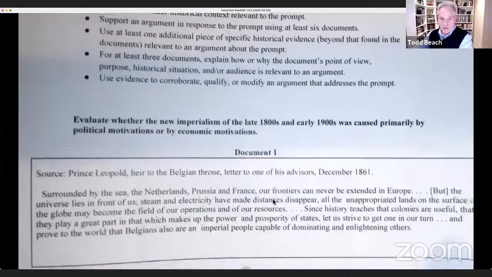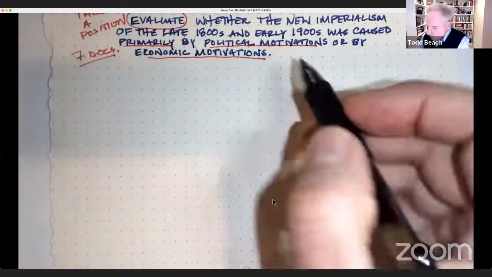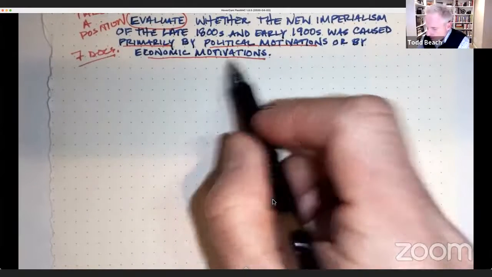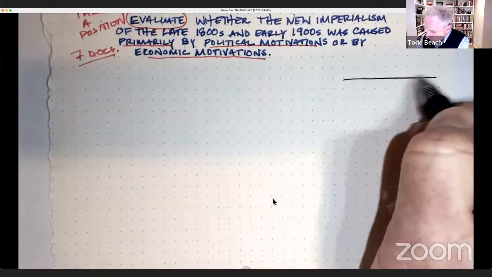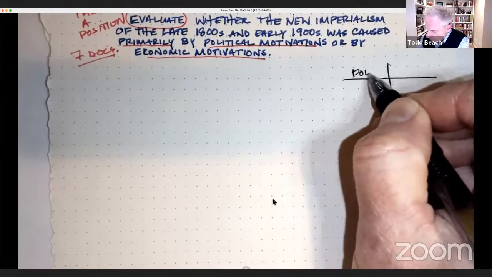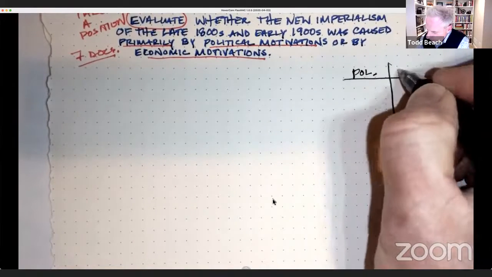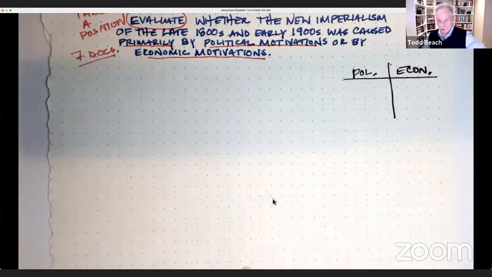So as we're reading through our documents, and there's our prompt again, one of the suggestions I have for you is to make a T-chart, okay? So we'll do that over here because we're doing either political motivations or economic motivations. And so make a T-chart over on the side of the documents, and one side will be political, and one side will be economic. And then you are going to read through your documents.